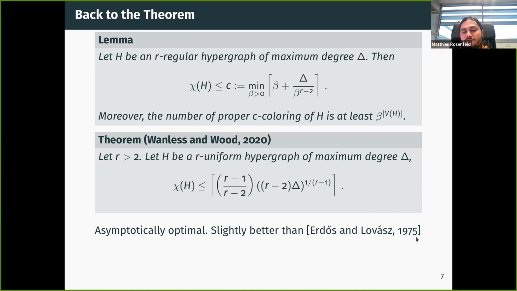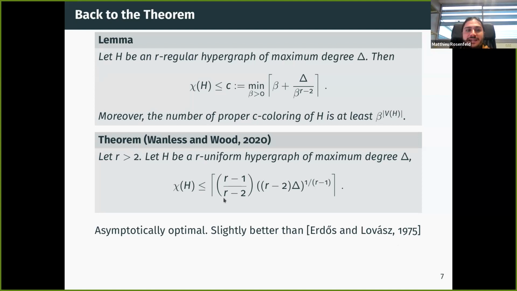In particular, this is much better when R is small. When R is small, then this is much better than the proof given by Erdős and Lovász. When R is large, then this is pretty similar. In particular, there is one case which is really interesting. If you look at this statement, it's only true if R is larger than 2, right? Because otherwise something wrong is happening there.